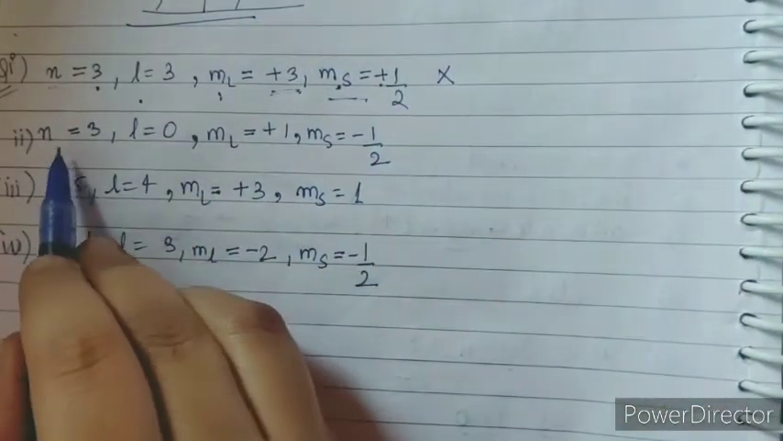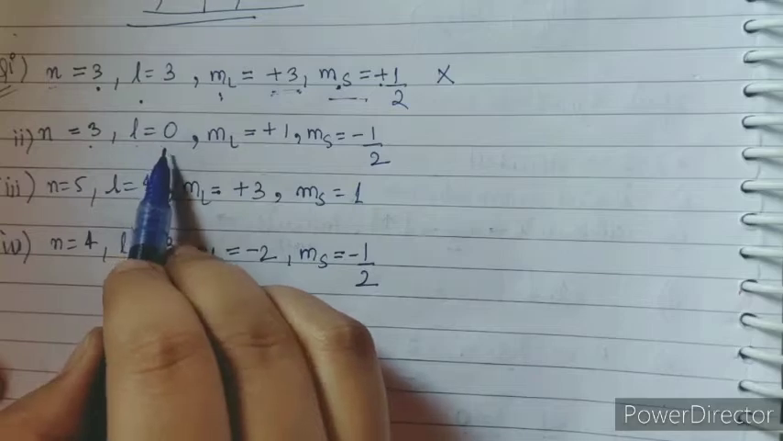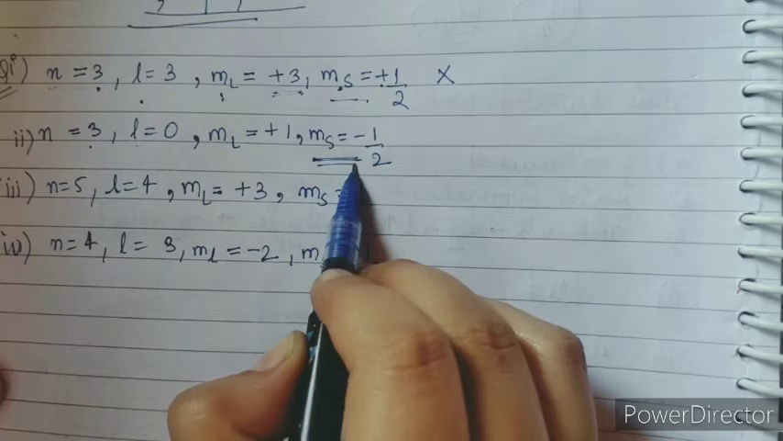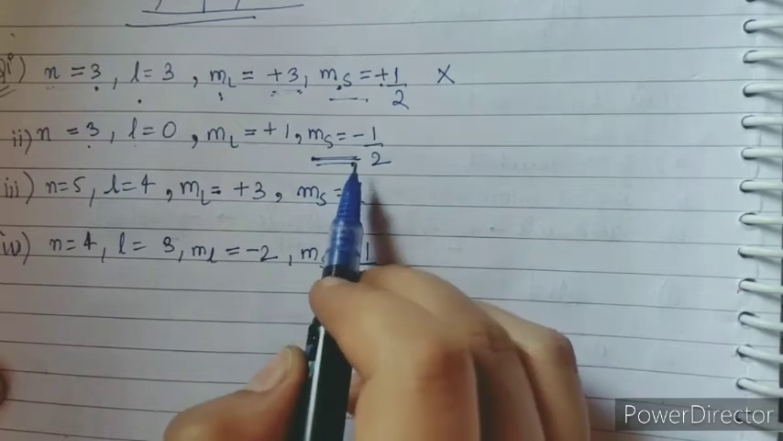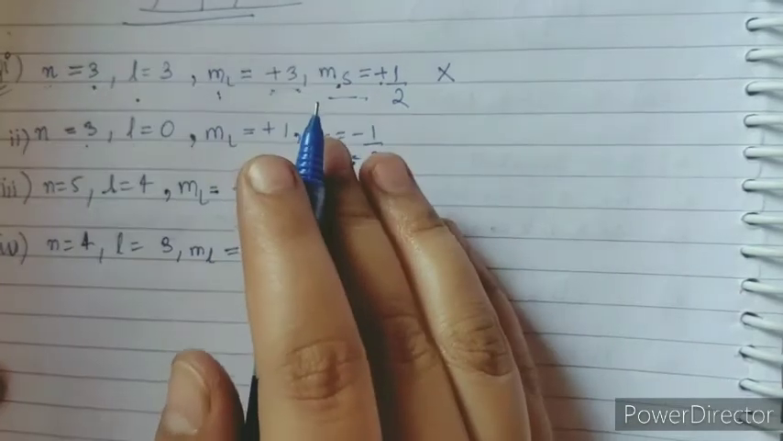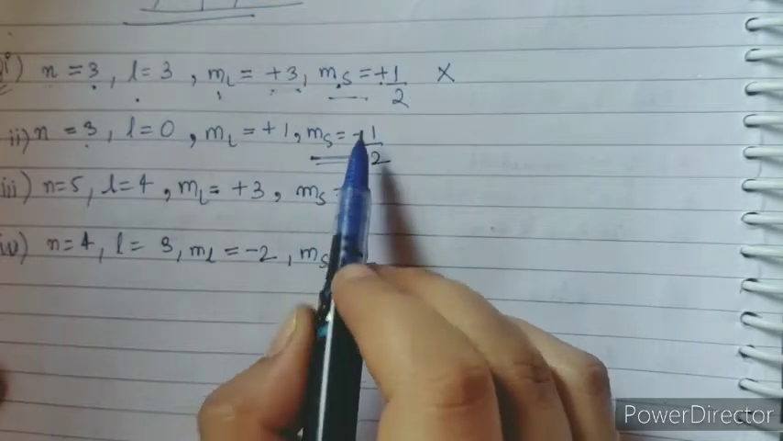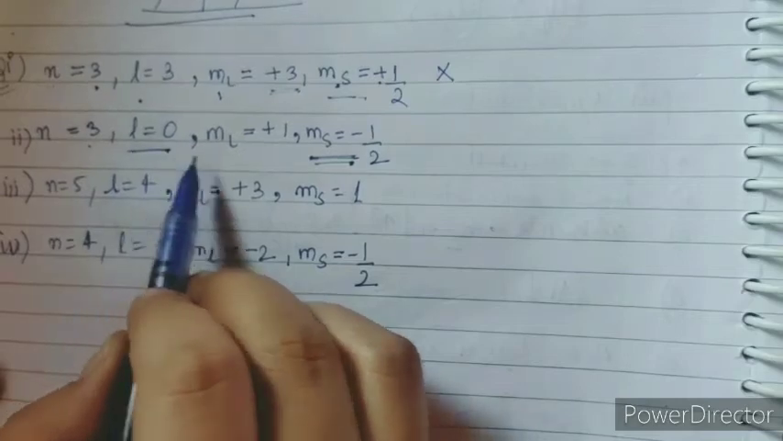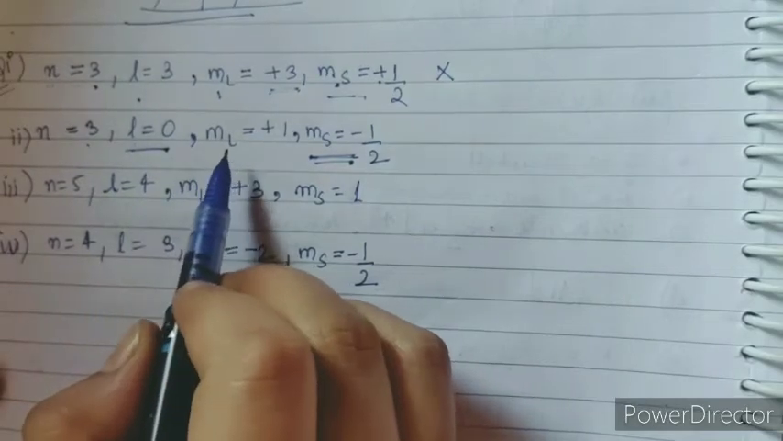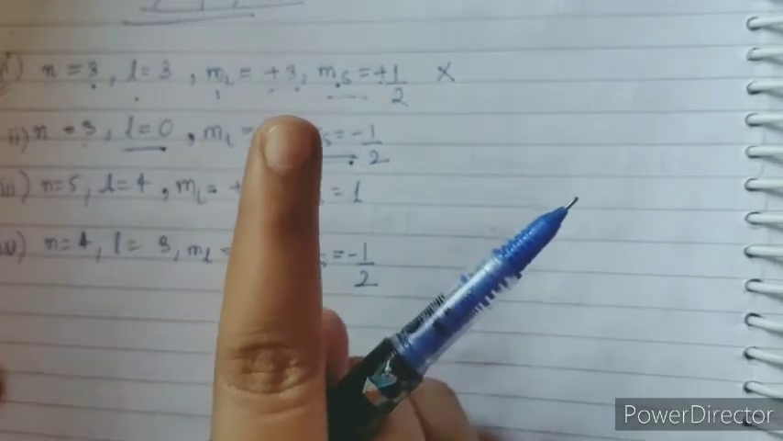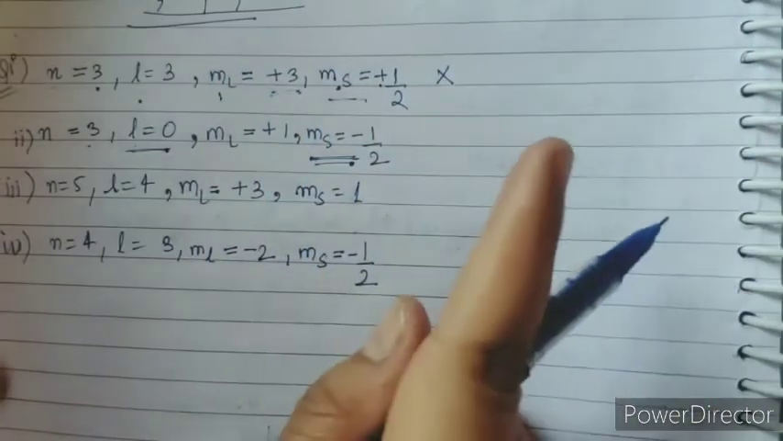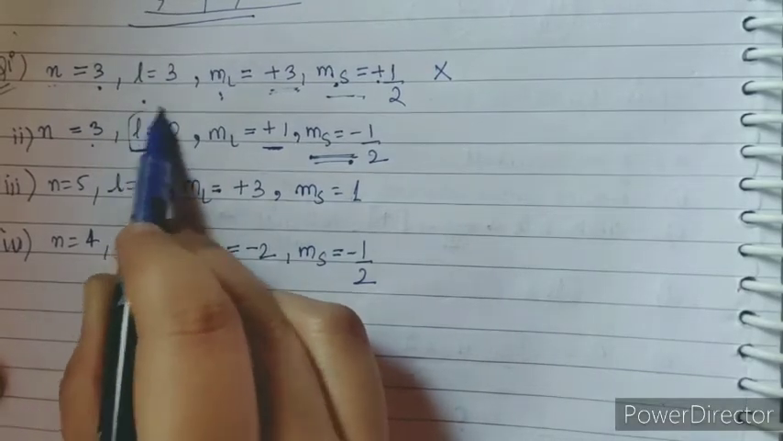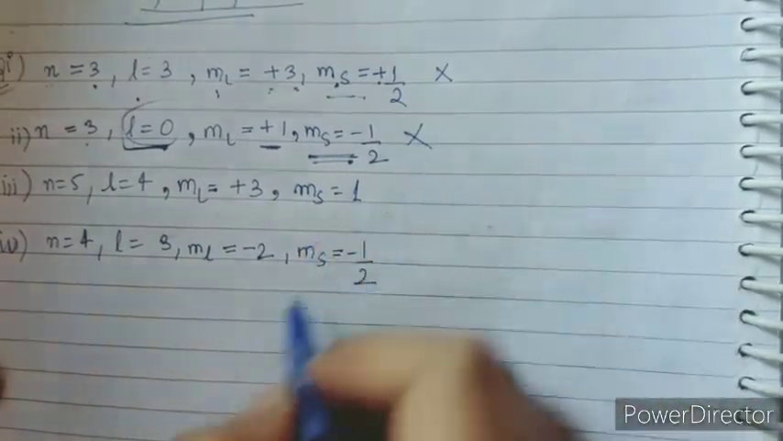The second is n equals 3, l equals 0, ml equals plus 1 and spin quantum number is minus half. It is not possible because the value of l equals 0 and ml cannot be plus 1. The value of ml cannot be numerically more than the value of l. So the value of ml is never greater than the value of l. So this is also wrong.